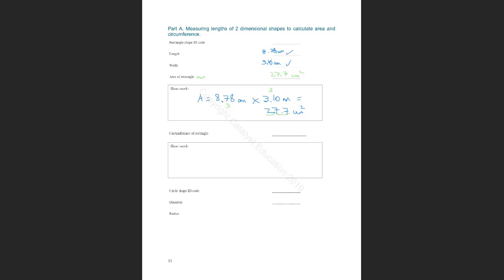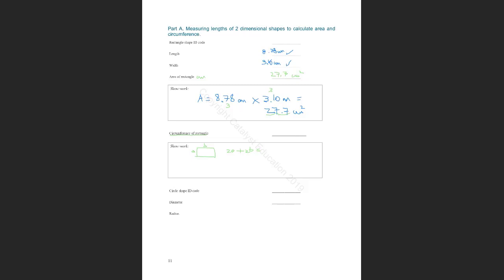So the area is, part A is easy. And then same thing, you will have to calculate the circumference, but you have the formula of the circumference. Basically, if you have a rectangle, and this is A, and this is B, you will have to calculate 2A plus 2B, which is 2 times A plus 2B, is the circumference.